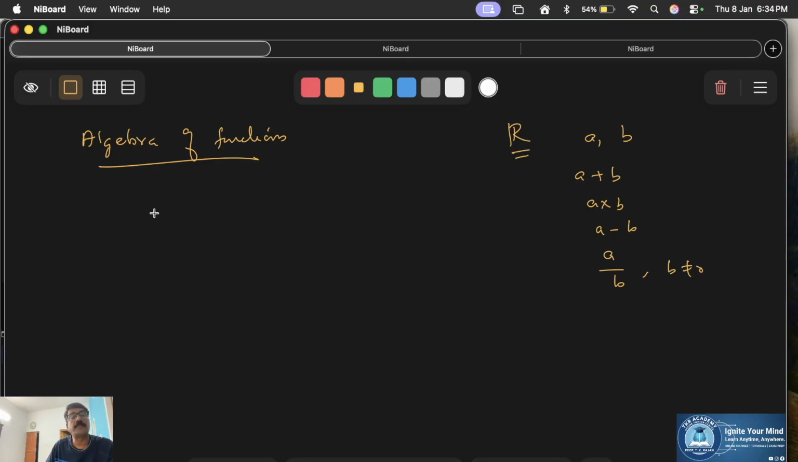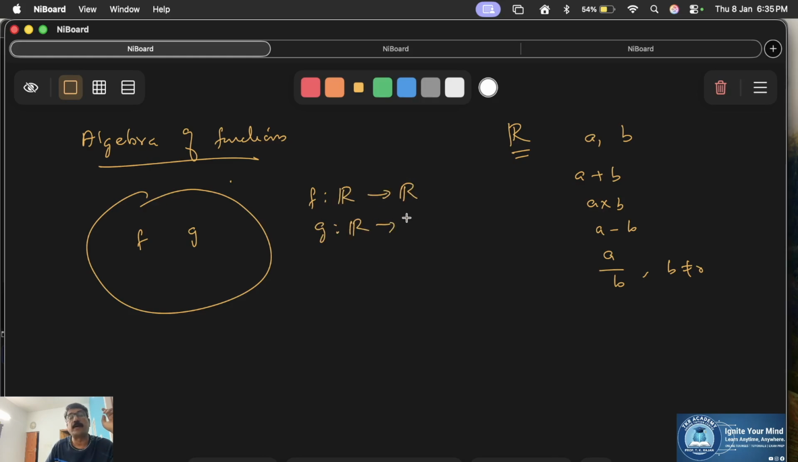Similarly, in the case of the set of functions, if you take the collection of functions, f and g are any two functions here. The similar operations you can do on a set of functions also. That is, if f is a function from R to R, and g is a function from R to R, then you can define f plus g, f minus g. Similarly, k into f, a scalar multiple of f, then f into g and f by g.